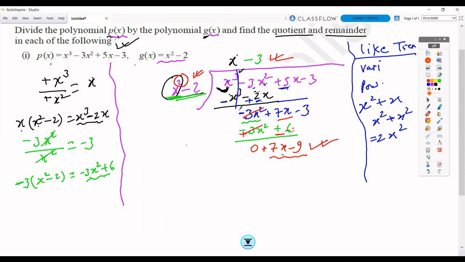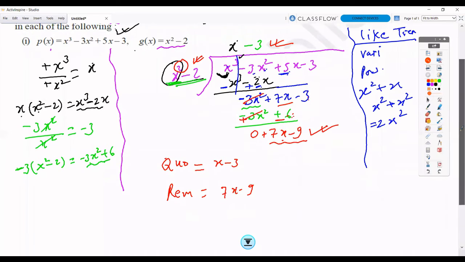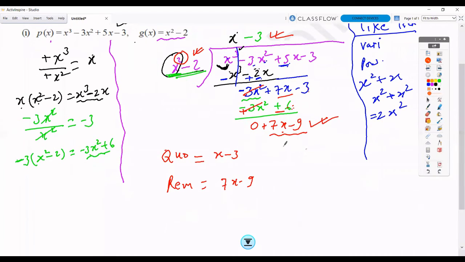So we are supposed to write the quotient. So the quotient will be x minus 3 and the remainder will be 7x minus 9. Altogether, the dividend can be written as, in this question we are not going to verify, but sometimes they are asking to verify it also.